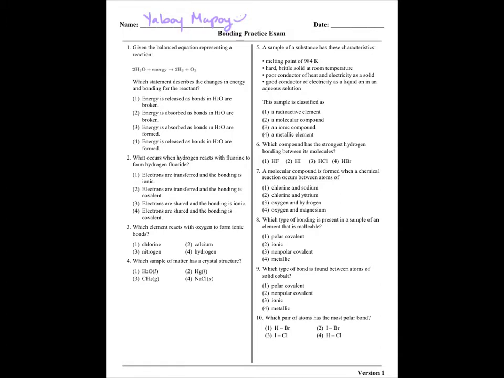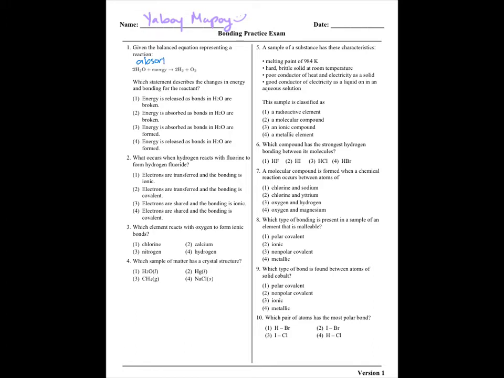Given the balanced equation representing a reaction, here we have 2 H2Os plus energy yielding 2 H2s plus O2. That's a mouthful. But the question is asking which statement describes the changes in energy and bonding for the reactant. So you're focusing on the location of energy right here. So energy is on this left side here. So before this reaction is happening, this energy is being absorbed. So when you see energy on the left side, that means energy is being absorbed.